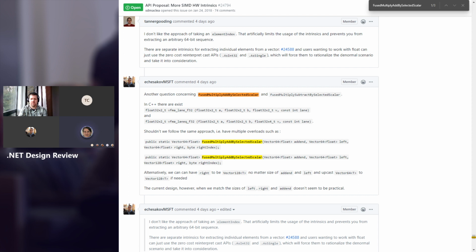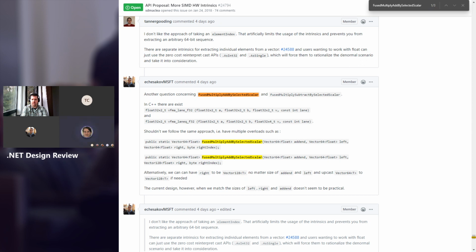I don't know how trivial it would be, but another option is we just always take that third operand as vector 128, and we look for a pattern around using vector 64 to vector 128, and then pick the right encoding based off that. So for the ones that take vector 128 as left and 64 as right, we think it's impractical to just tell people to call dot get lower on that third parameter.